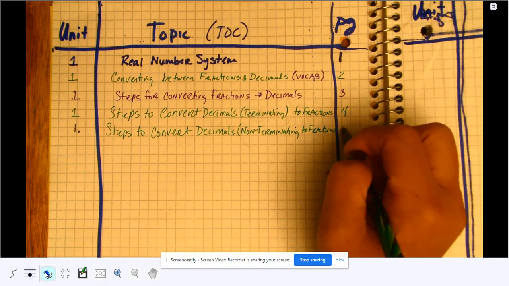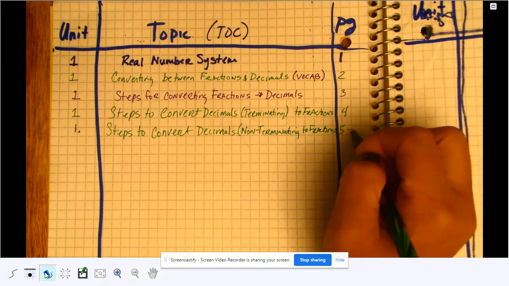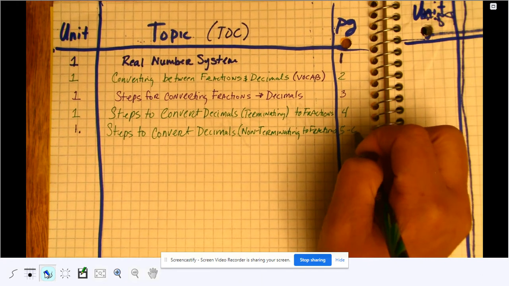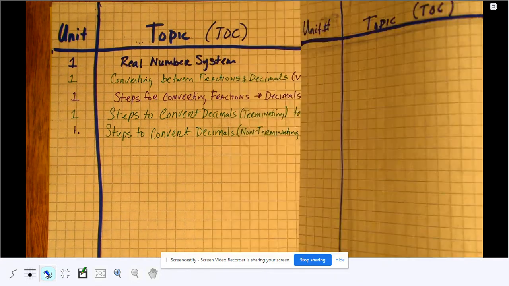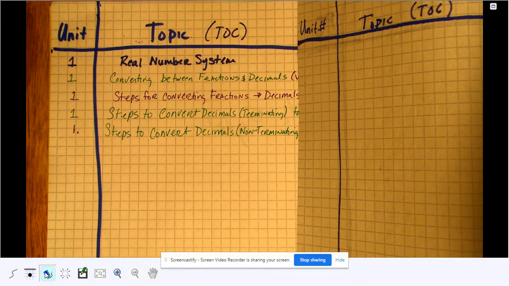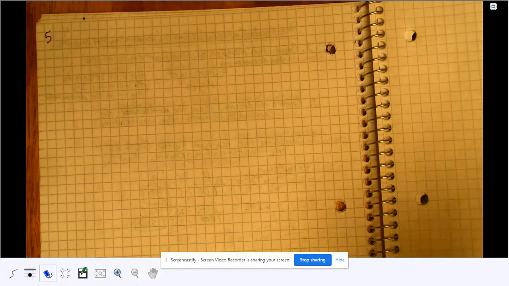And I know I'm actually going to use two pages there, so I'm going to list this as 5 and 6. So I'm going to go ahead and turn my notebook to page 5. Make sure that it's marked 5. I want to make sure it's marked 6.